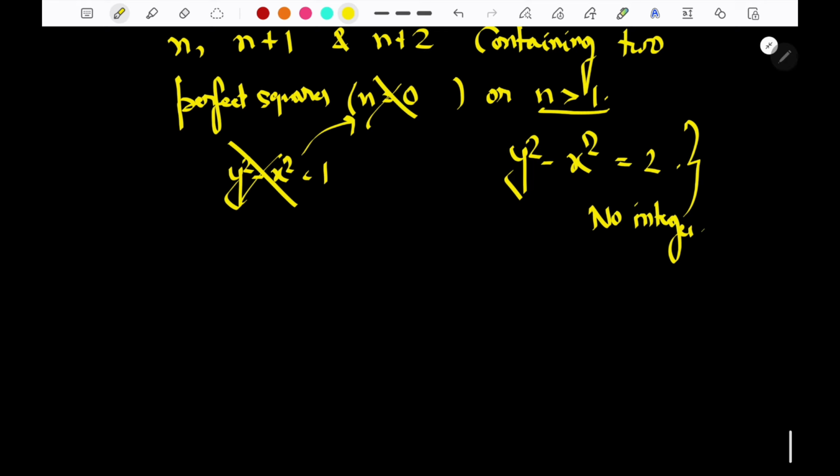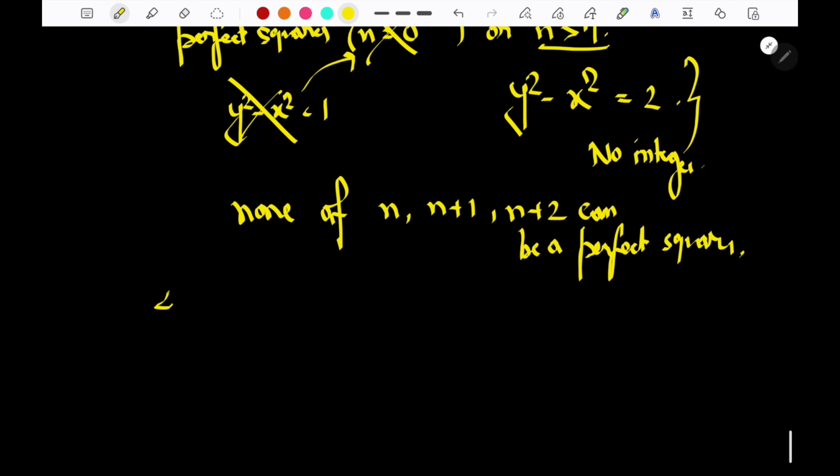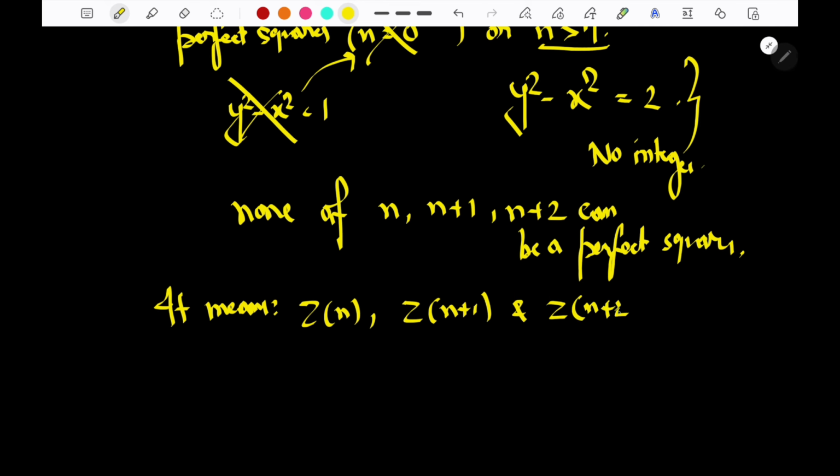So it means there are no perfect squares. None of n plus 1, n plus 2 can be a perfect square. They cannot be. Okay. Done. It means there is a very logical conclusion. It means tau of n plus 1 and tau of n plus 2 must all be even integers.